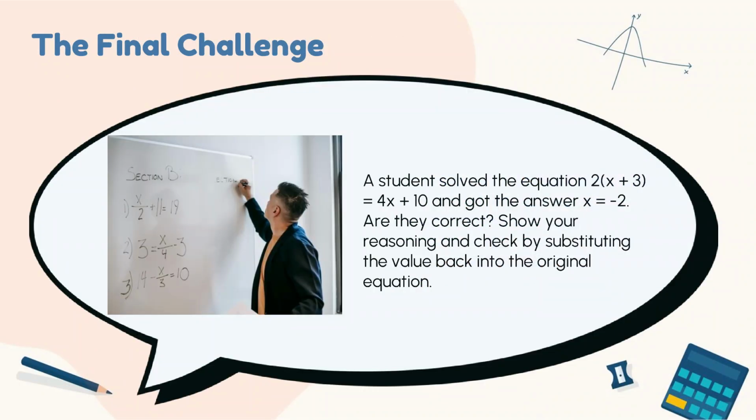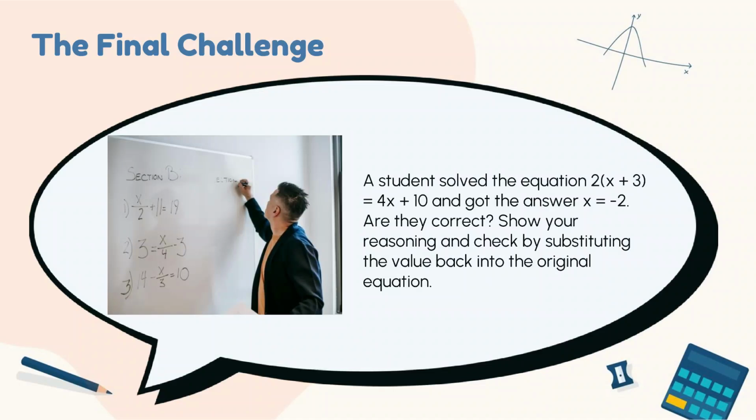Now let's try the final challenge. A student solved the equation 2(x + 3) = 4x + 10 and got the answer x = -2. Are they correct? You need to show your reasoning and check by substituting the value back into the original equation. Pause the video and try this carefully.